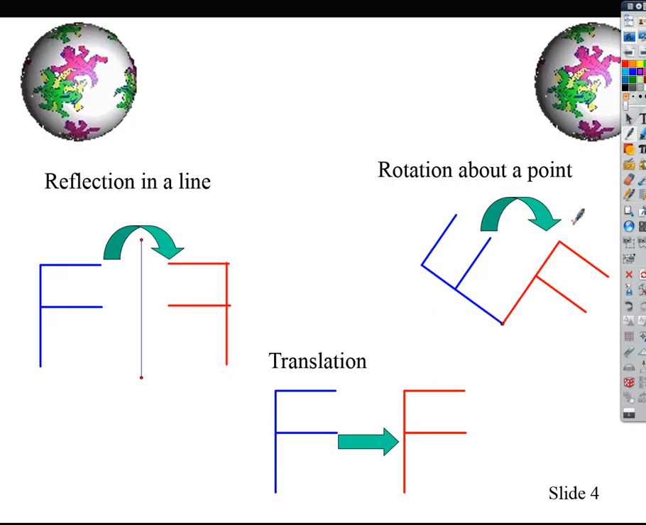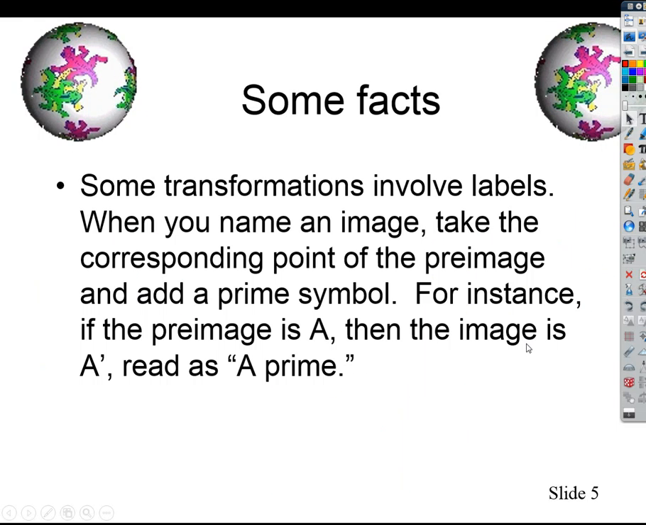Clockwise, clockwise, clockwise, clockwise. So only one of those changed the orientation, and that was the reflection. The other ones didn't. That's going to be important in the future. This is another thing you just got to be aware of.